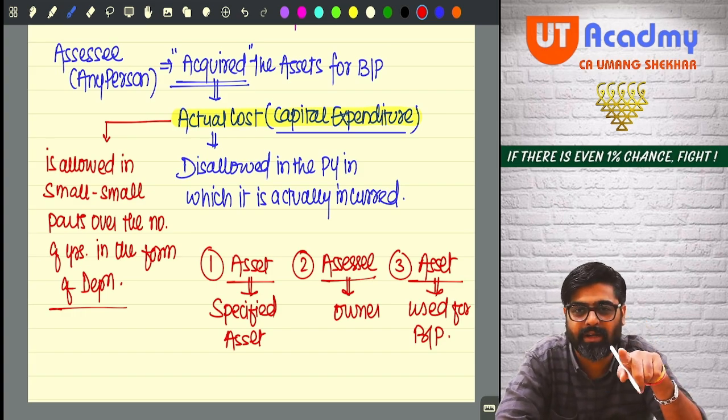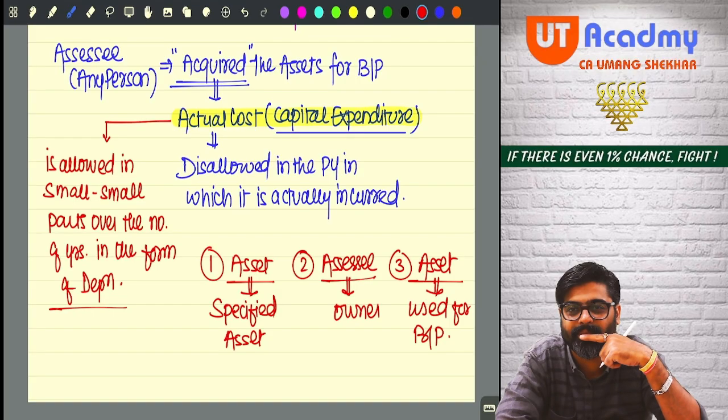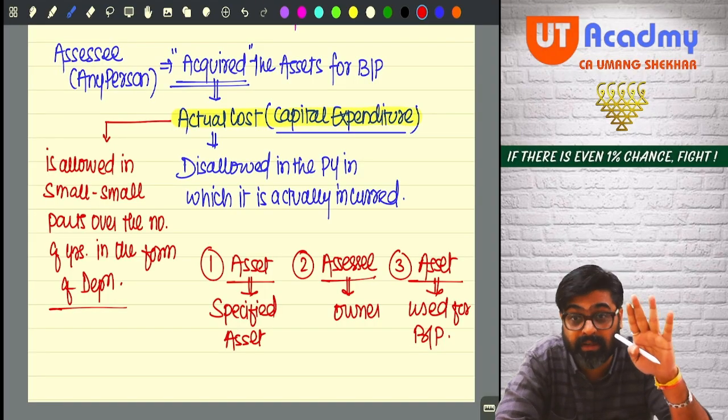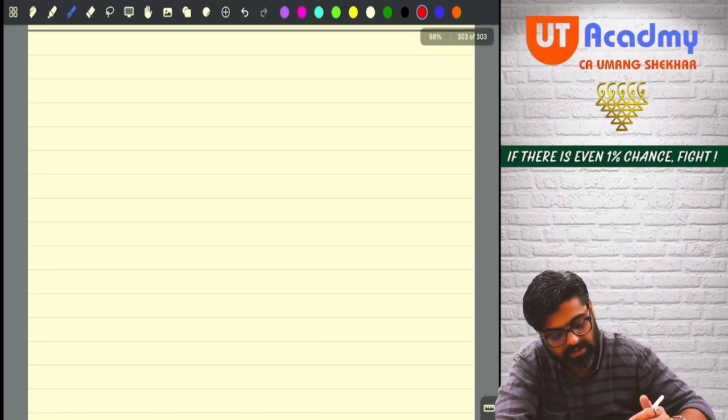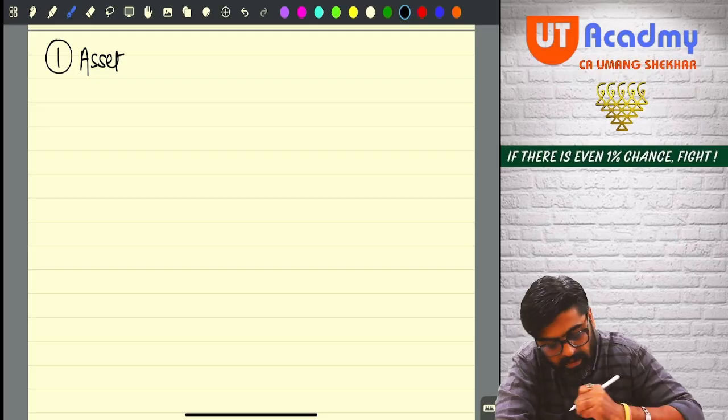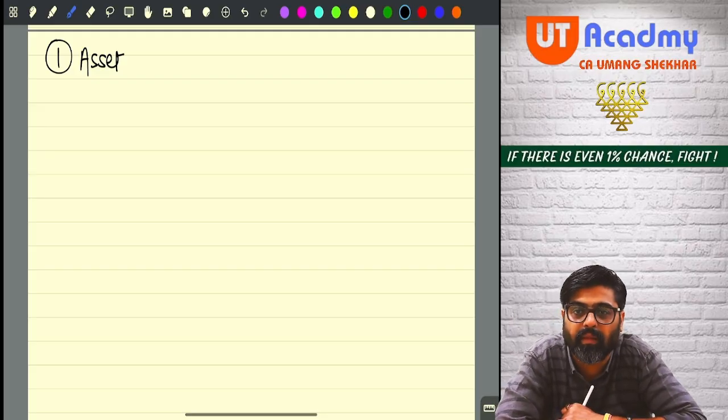I just cannot write it down and go away, because you will not understand anything. So I am going to discuss these three conditions in detail now. The first condition is: the asset must be a specified asset.